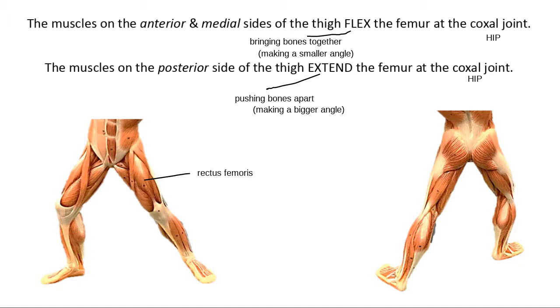So we're memorizing these rules so that when I ask you about a muscle like Rectus Femoris, I'll label this one here for us, Rectus Femoris. If you know that Rectus Femoris lives on the front side of the thigh, and you know that anybody who lives on the front side flexes the femur at the hip joint, you'll be able to tell me that Rectus Femoris flexes the femur at the coxal joint.